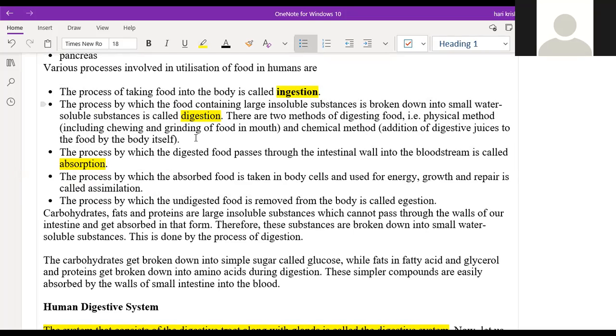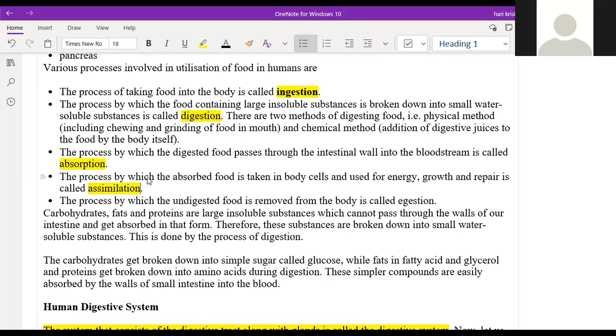Satvika, can you explain in one line what ingestion, digestion, absorption, assimilation and egestion are? The process of intaking food is ingestion, and the breaking down of food is called digestion. After digesting, the process is absorption. Assimilation is when the absorbed food is used for energy and growth. And in egestion, the undigested food is removed from the body.